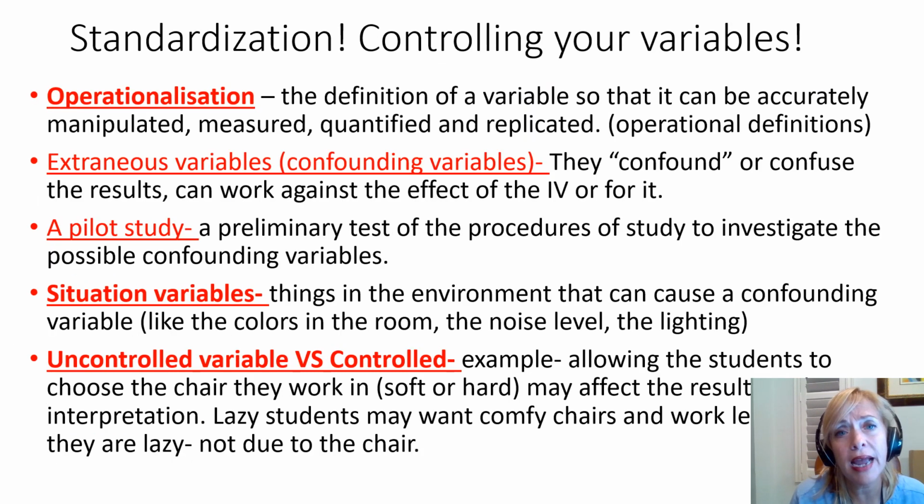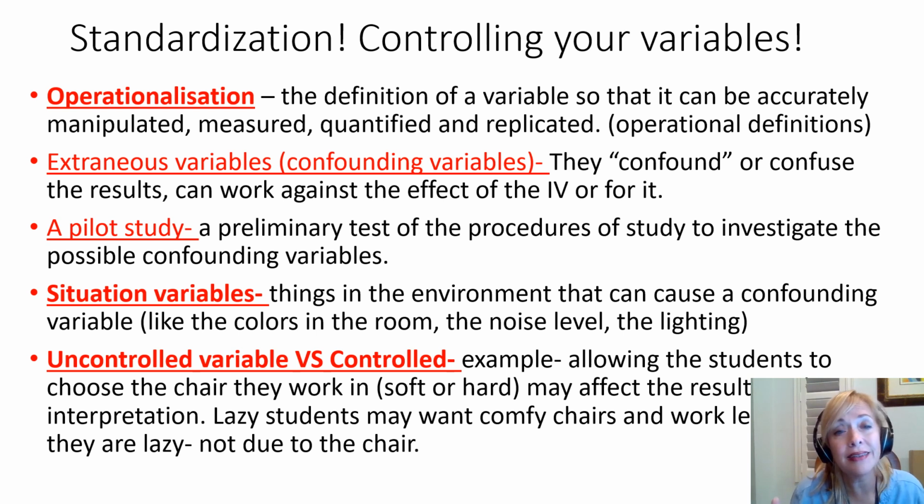Now, it's really important to have good standardization. And in every one of the 12 core studies that we're going over, that's one of the main things they always ask us. What's the standardization? Like, what are the things that make this a great experiment? Well, does it have proper operational definitions? Are they defining everything? And are there any confounding or extraneous variables? And remember, extraneous variables can ruin an experiment. They confound, they confuse the results, and it can work against the effect of the independent variable.